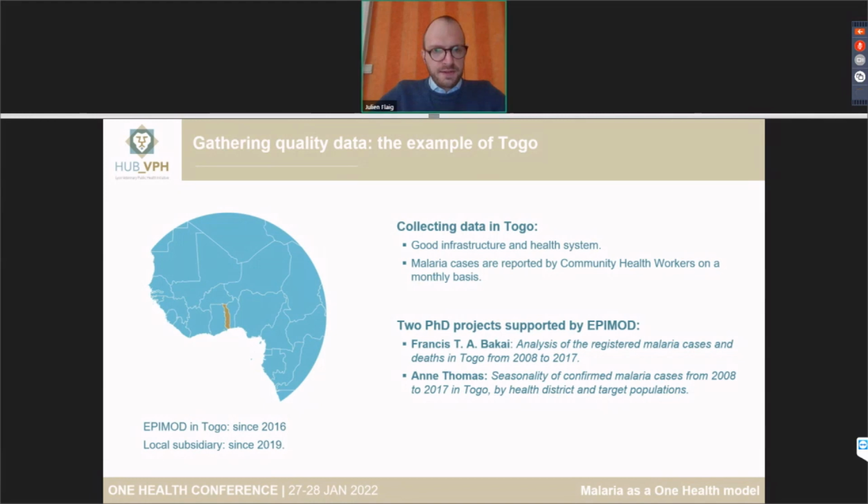The cornerstone of the system are community health workers. They are volunteers whose job is to report malaria cases on a monthly basis. The surveillance data was used in 2 PhD projects supported by Epimod so far. The first one is a project by Francis Bakai. It was supported in September last year. And the second PhD project by Anne Thomas will be defended in 2022, this year.